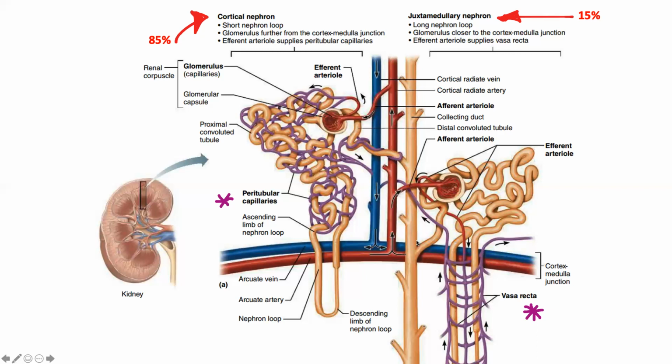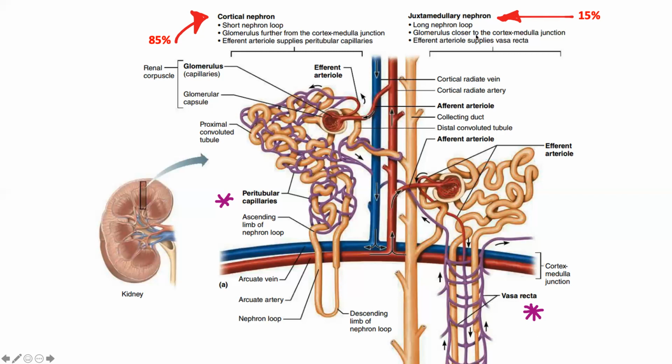And here again, you can see we have two types of nephrons: cortical nephron and juxtamedullary nephron. What does it mean? Cortical nephron, most of the portion of the nephron is in the cortical portion. Only a small portion of the loop is in the medullary portion.